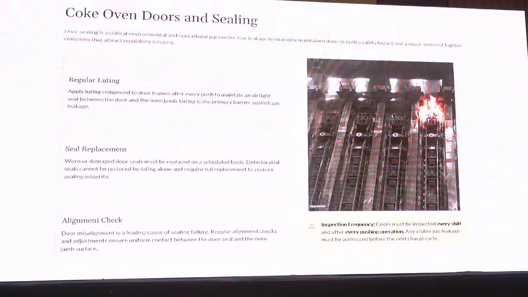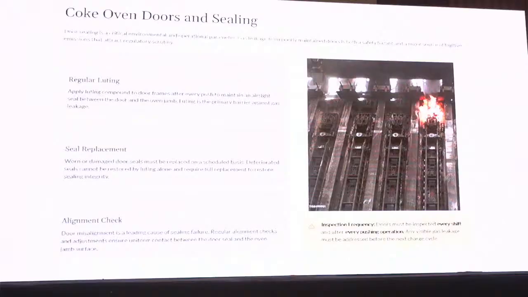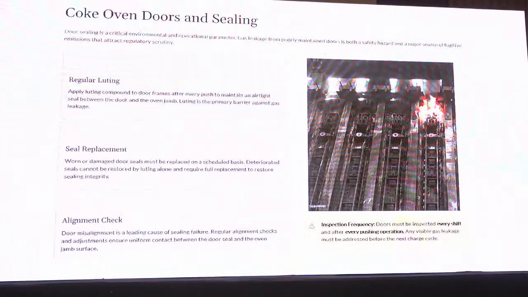Coke oven doors and sealing. The coke oven door is a critical environment and operation parameter. Gas leakage from the door is both a safety hazard and a major source of polluting emission. We should practice regular routines for all the ovens' charging rates and the seal replacement of the oven door on a schedule basis. Alignment check of oven doors, pushing, sealing failures.